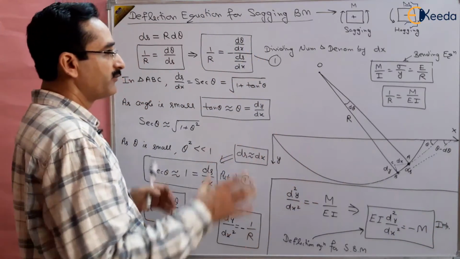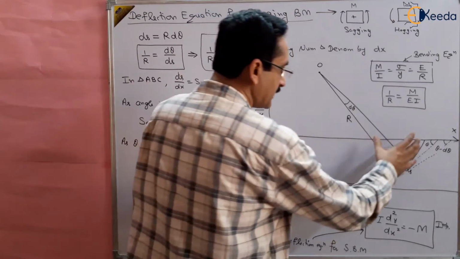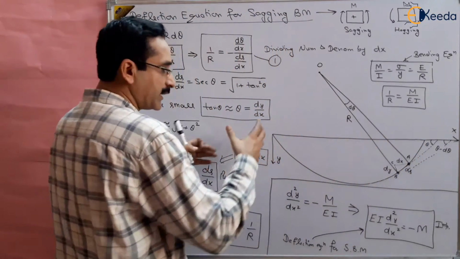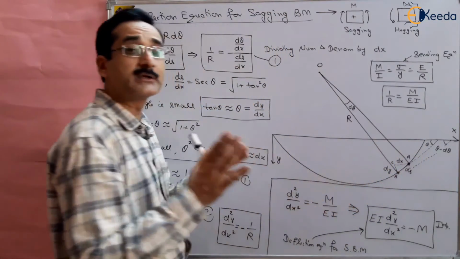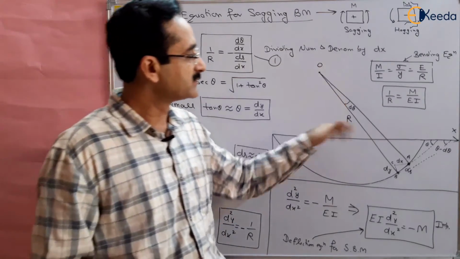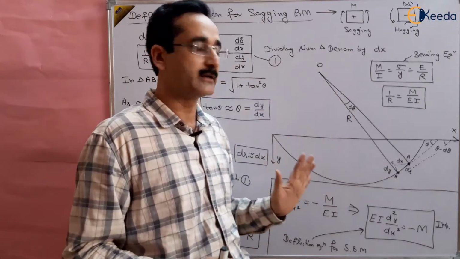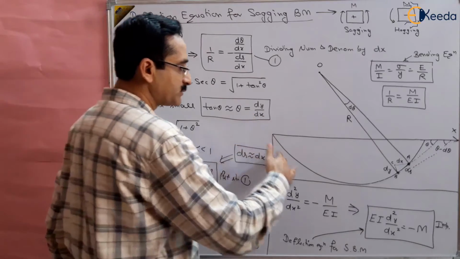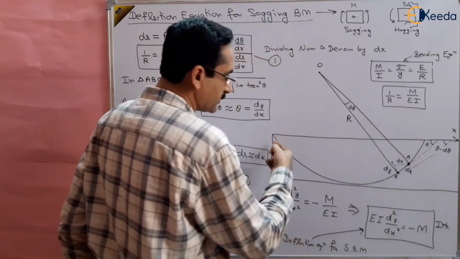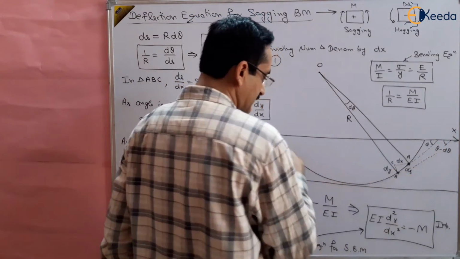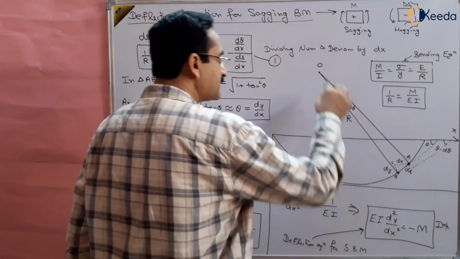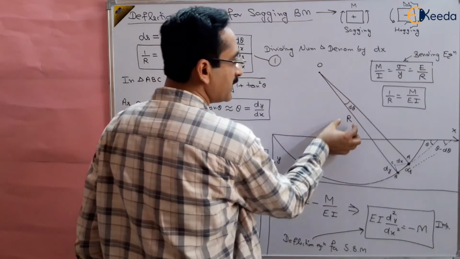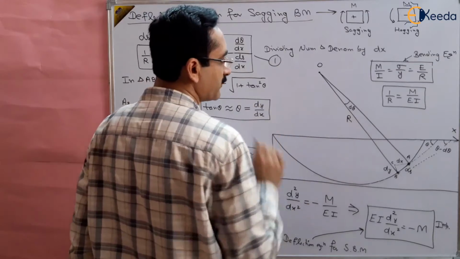First of all, we have taken a sagging bending moment curve, which is generally the simply supported curve when applied with a certain load. Suppose the load is applied at the center, right? So this is a simply supported beam, and the curvature of the simply supported beam after deflection is like this, right? This is the curvature, and this is the center of curvature, and this is the radius of curvature, R. R is the radius of curvature, right?